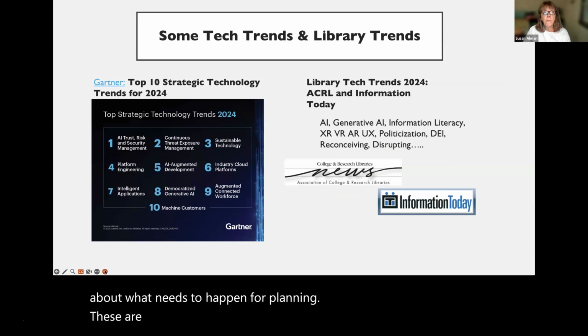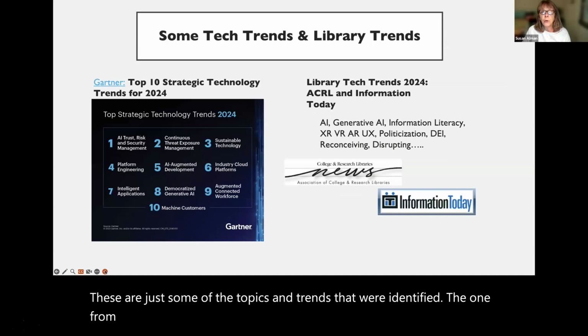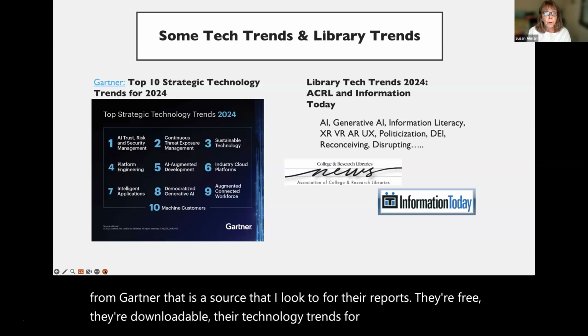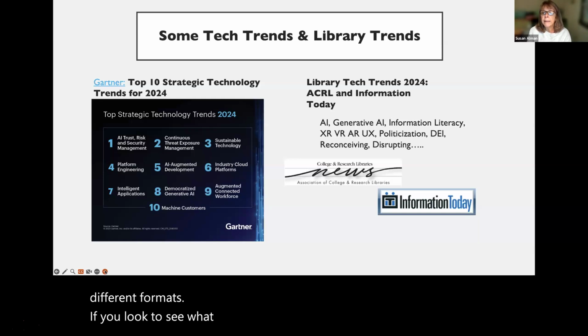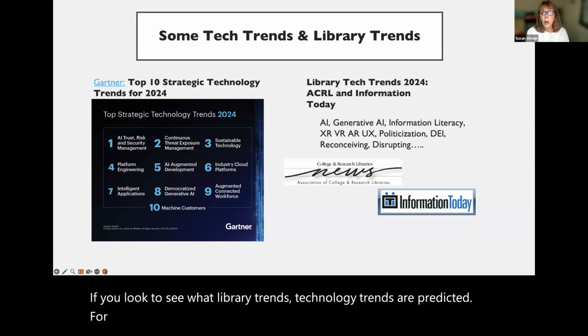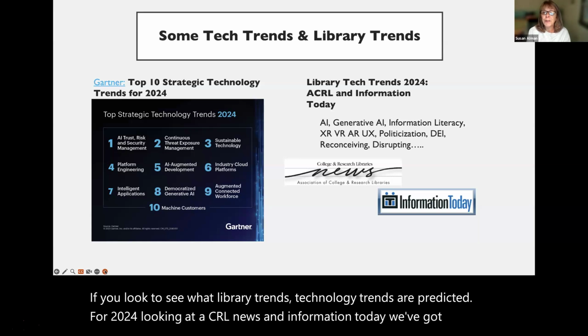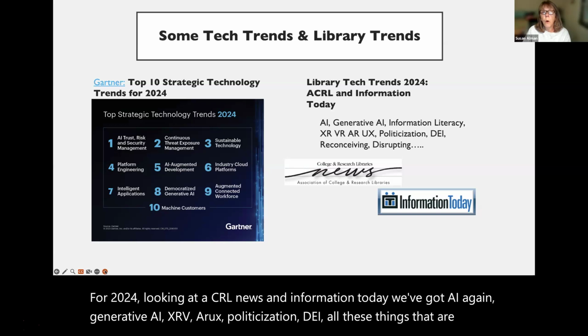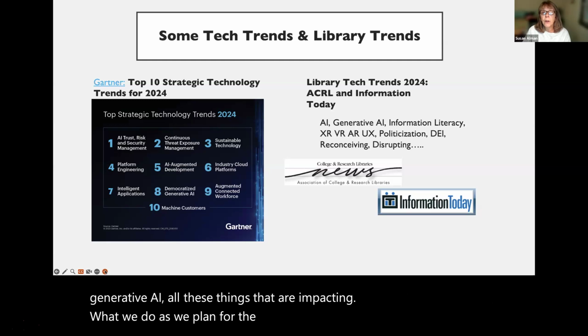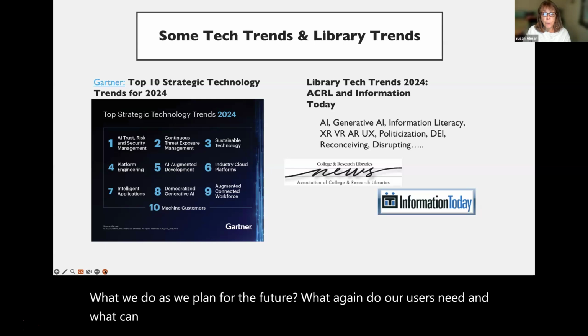These are just some of the topics and trends that were identified. The one from Gartner, that is a source that I look to for their reports. They're free, they're downloadable. Their technology trends for 2024 are AI in a lot of different formats. If you look to see what library technology trends are predicted for 2024, looking at ACRL News and Information Today, we've got AI, again, generative AI, XR, VR, AR, UX, politicization, DEI, all these things that are impacting what we do as we plan for the future. What, again, do our users need, and what can we provide for them?